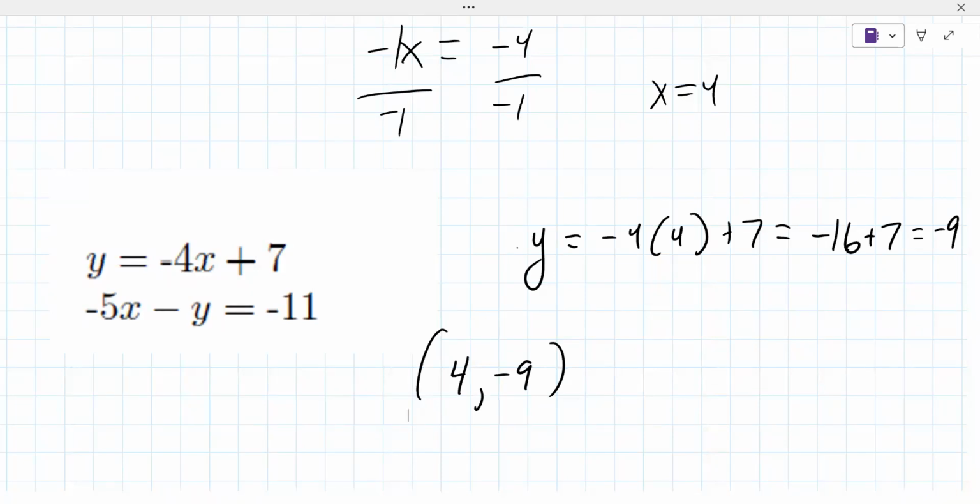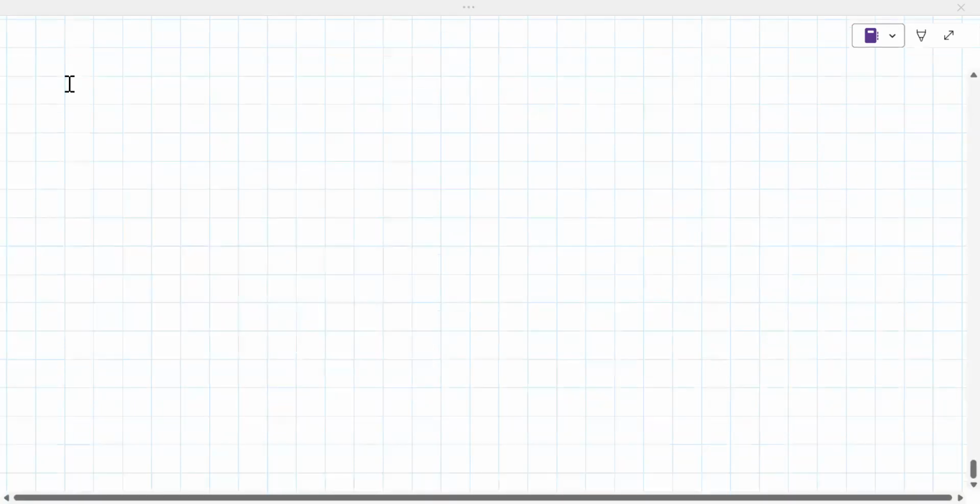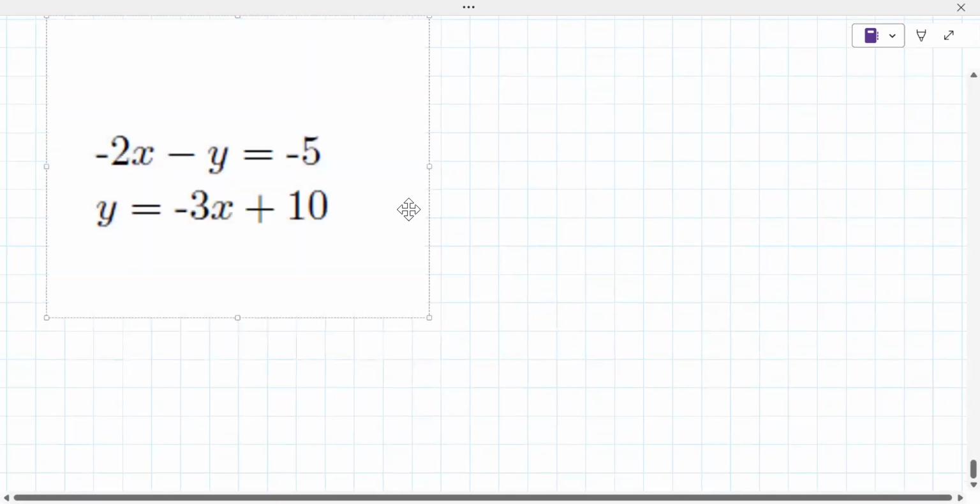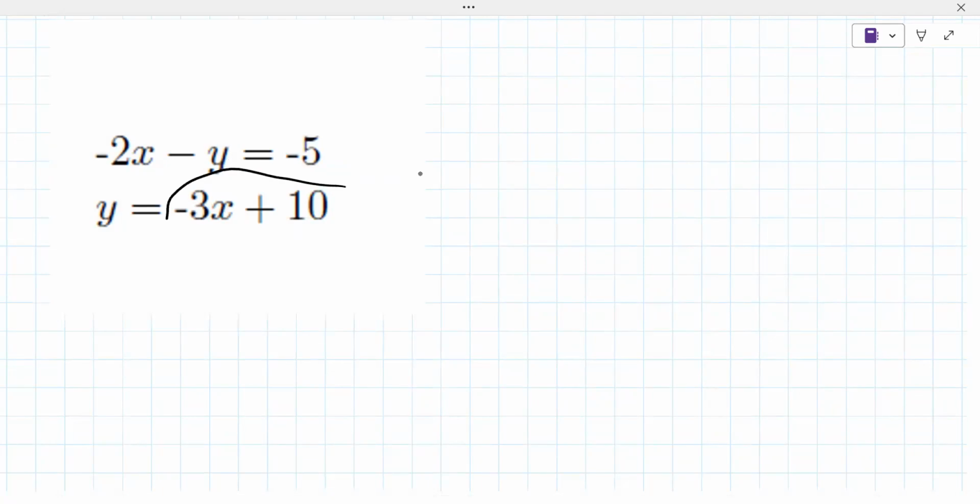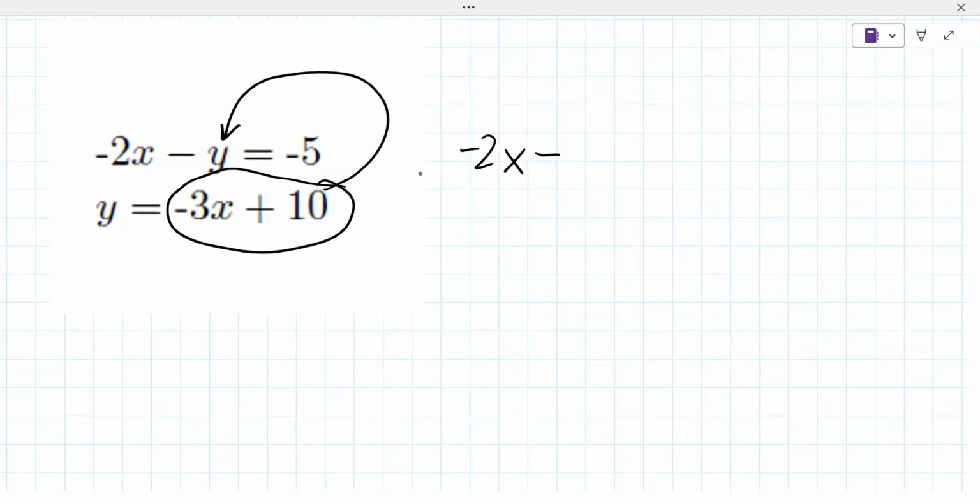So you got to be okay with each type of problem you're going to see. You're going to see a bunch of this same type here. Again, you're going to take this and substitute in there. So it looks like this: minus 2x minus 3x plus 10 equals minus 5. All right, so I'd like you to try solving this from here for x, please. I'll check back with you in a minute here.